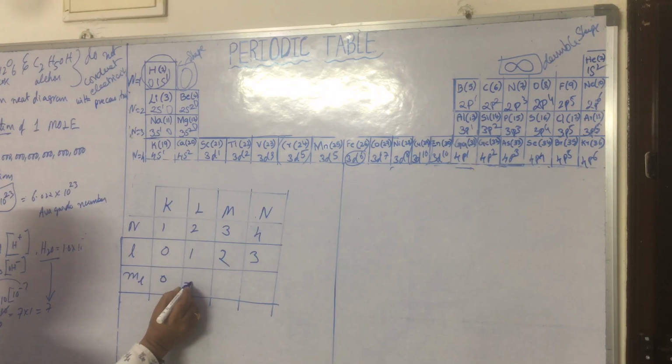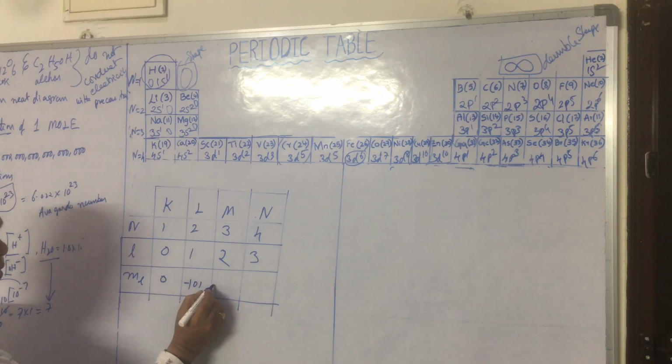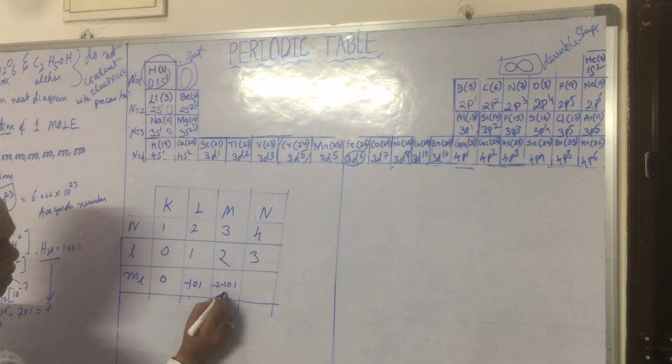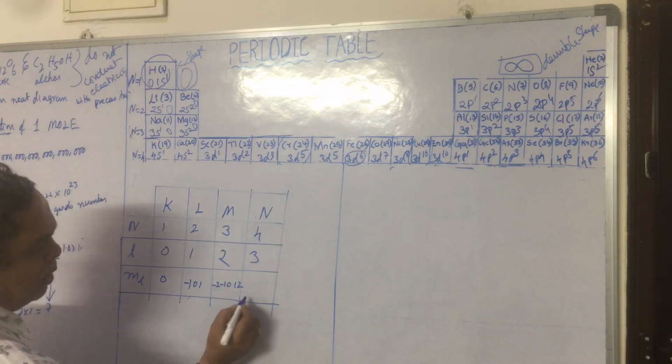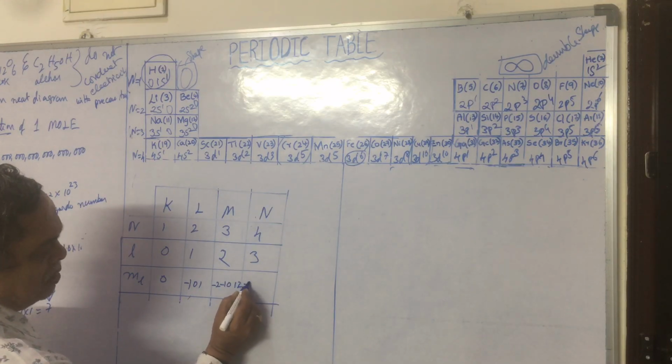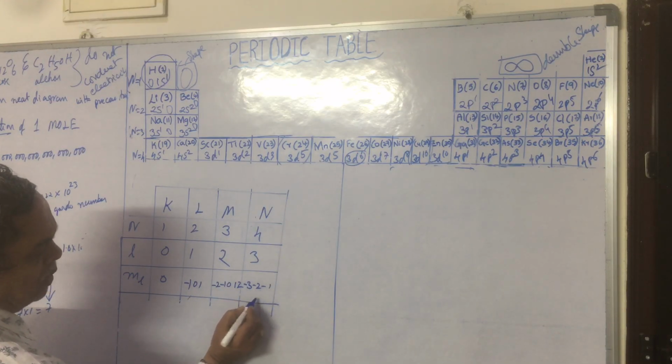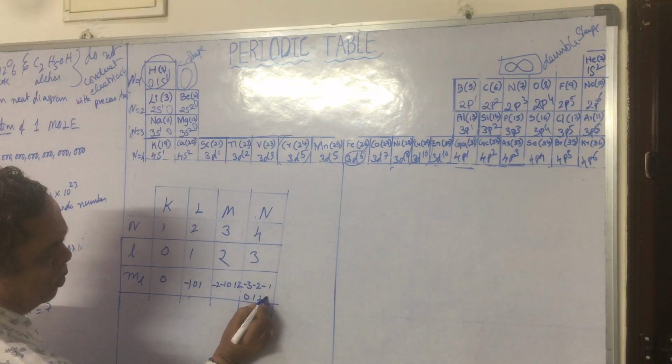Minus 1, 0, 1. For 2: minus 2, minus 1, 0, 1, 2. Next to 3, these are the orbitals: minus 3, minus 2, minus 1, 0, 1, 2, 3.